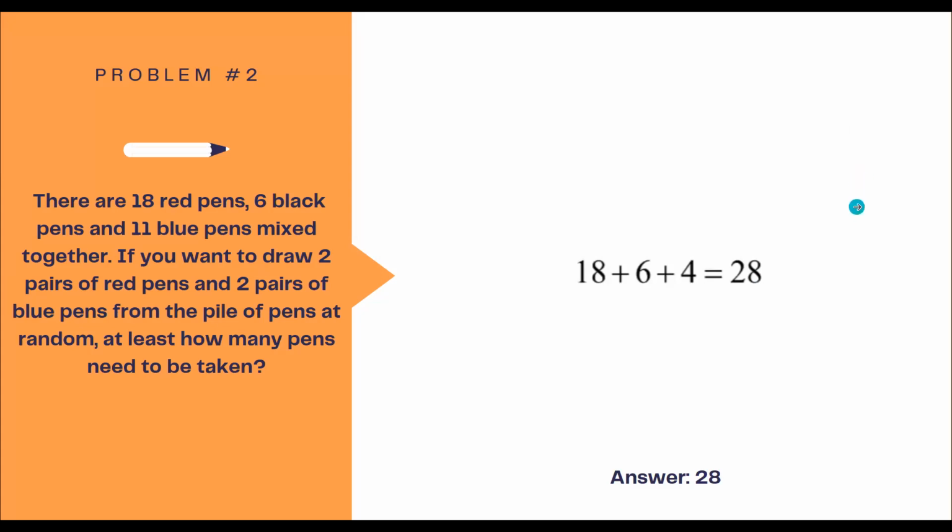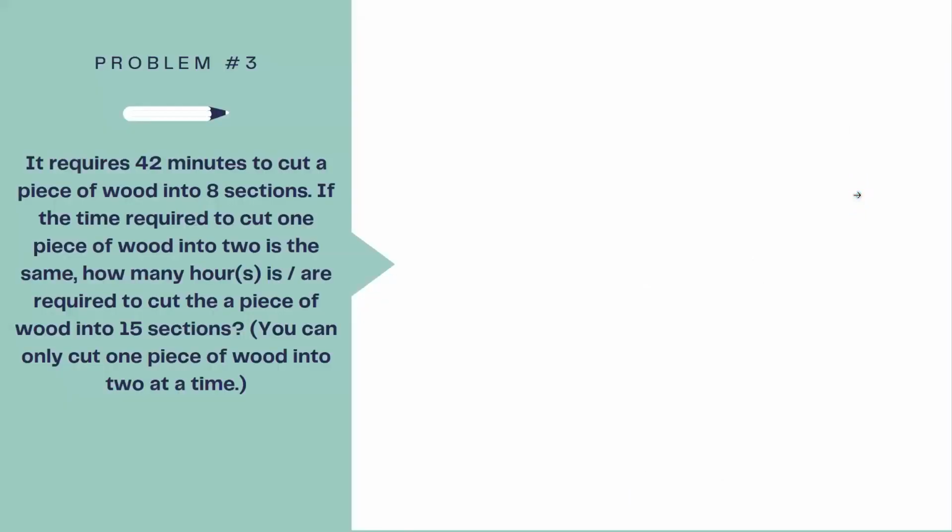Now we proceed to problem number 3. It requires 42 minutes to cut a piece of wood into 8 sections. If the time required to cut one piece of wood into two is the same, the question is, how many hours are required to cut a piece of wood into 15 sections? You can only cut one piece of wood into two at a time. So what do you think is the answer?